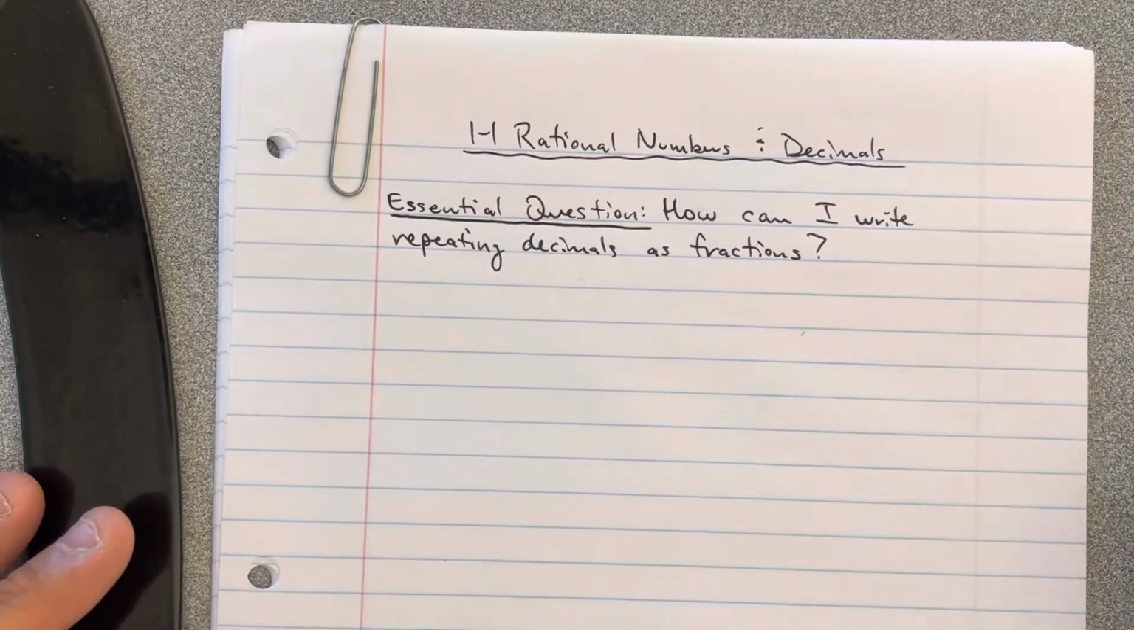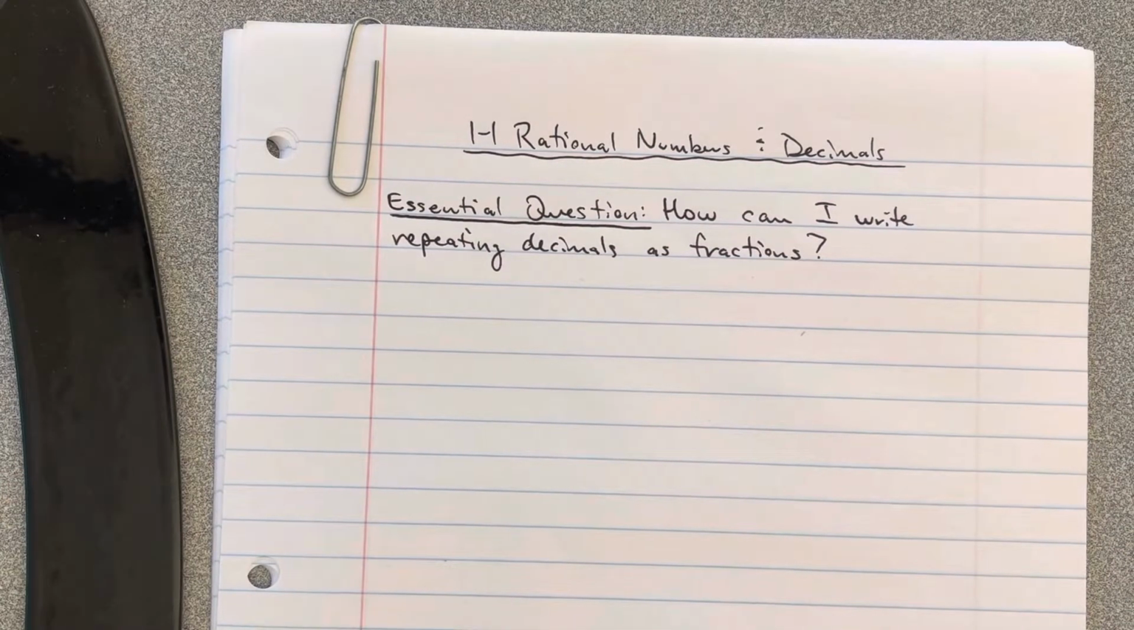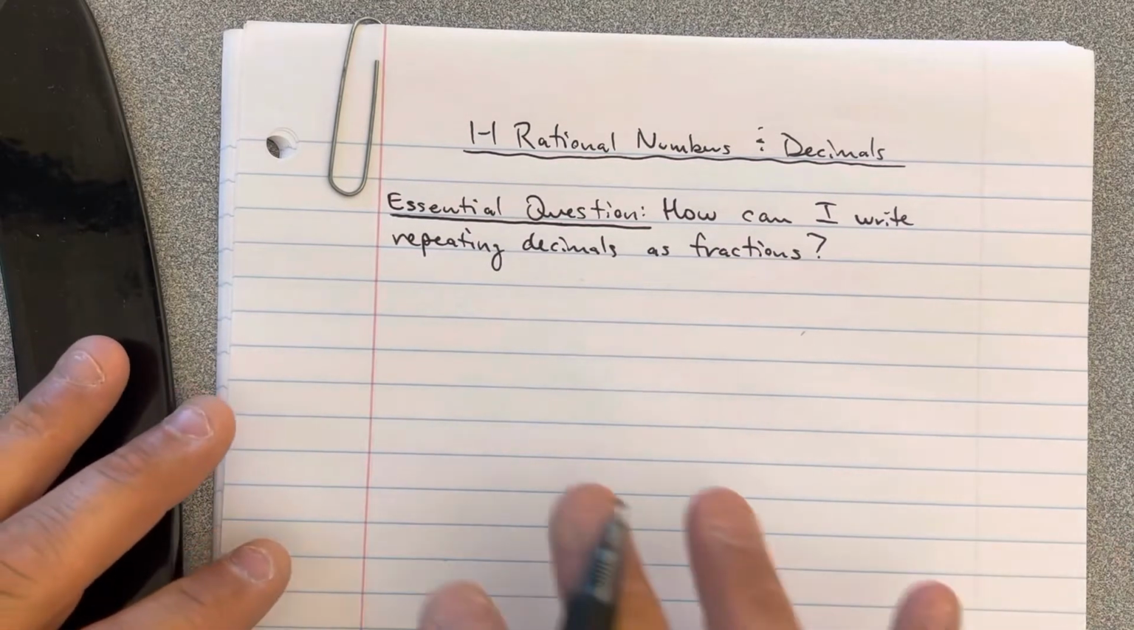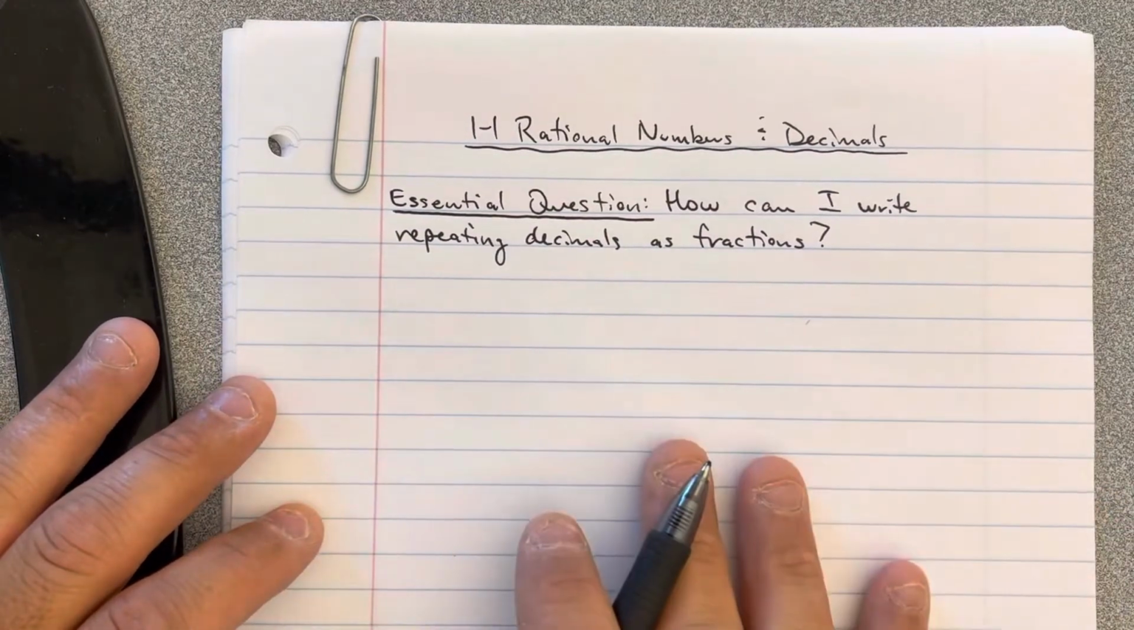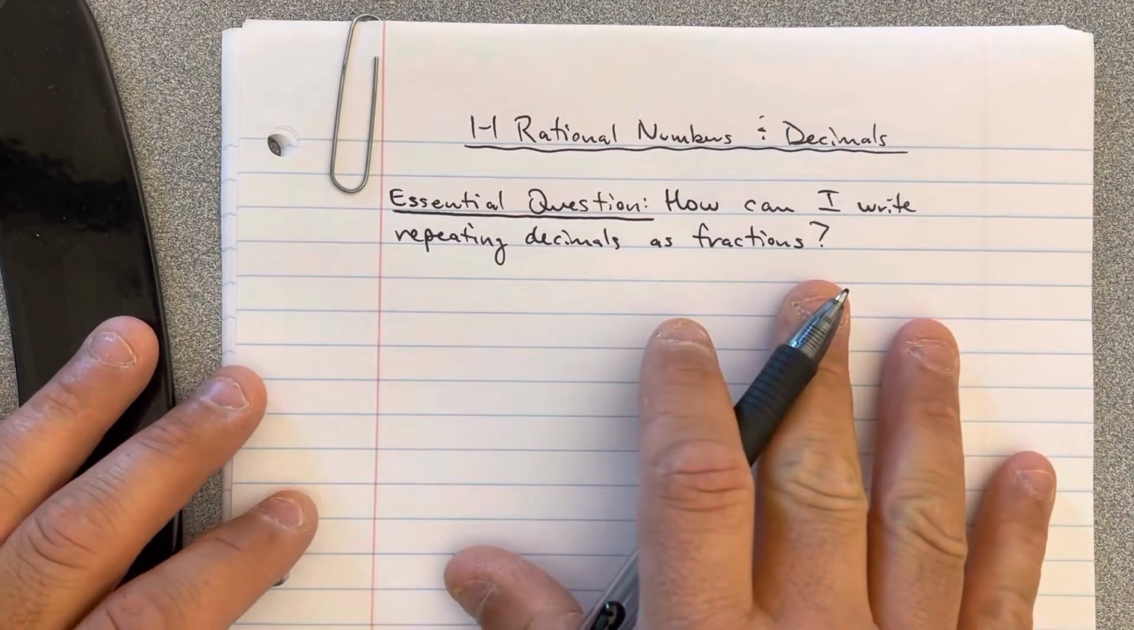Okay, today's notes we're going to be talking about section 1-1, rational numbers and decimals, and our goal here is: how can I write repeating decimals as fractions. A couple of things that I think we need to clarify before we get into how we can complete this are a couple of vocabulary terms.